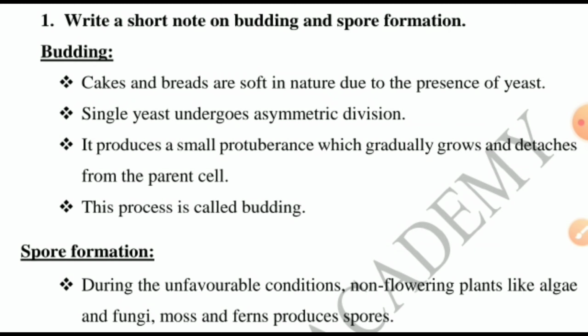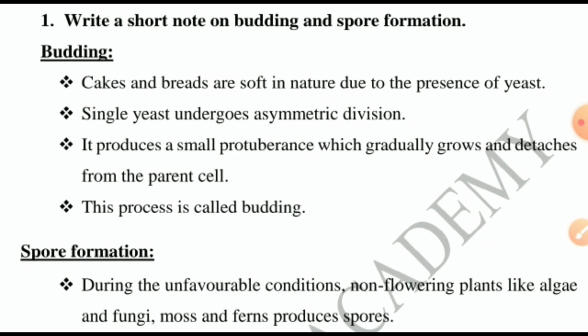Cakes and breads are soft in nature. Why? Due to the presence of yeast. A single yeast cell undergoes asymmetric division and produces a small protuberance, that means a small bulge-like structure. That grows into a new individual and detaches from the parent cell. That process is called budding.